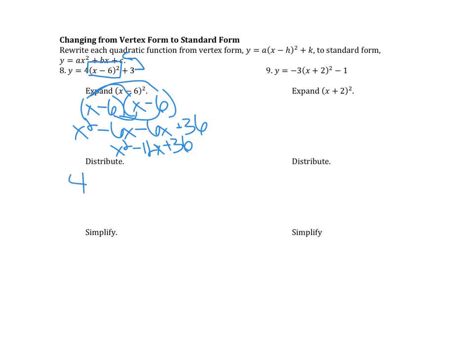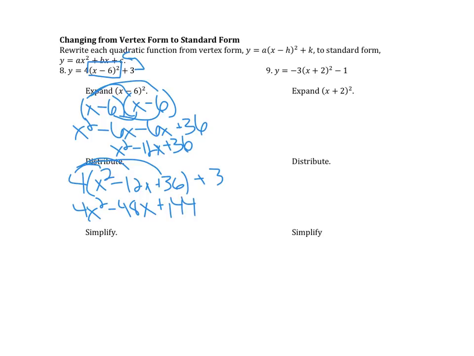So then we have our 4, and then x squared minus 12x plus 36, which I'm going to distribute in. We're going to leave this plus 3 alone. So that gives me 4x squared minus 48x plus 144. And then we have that plus 3 on the end. And then last is to simplify. So we get y equals 4x squared minus 48x plus 147.